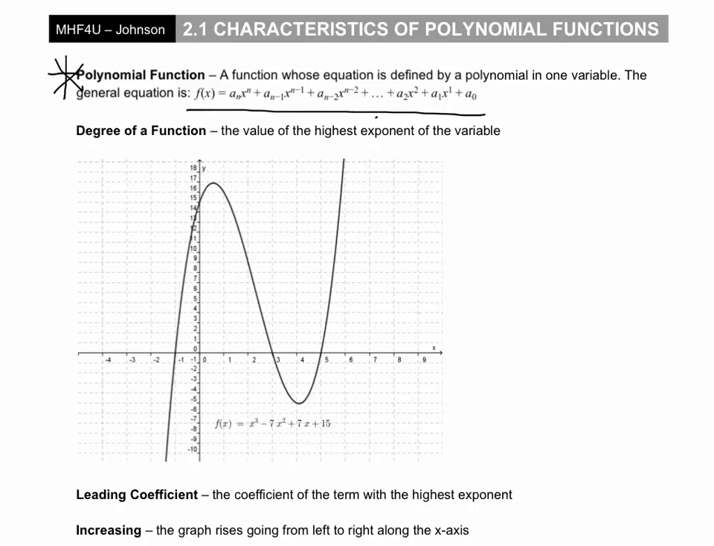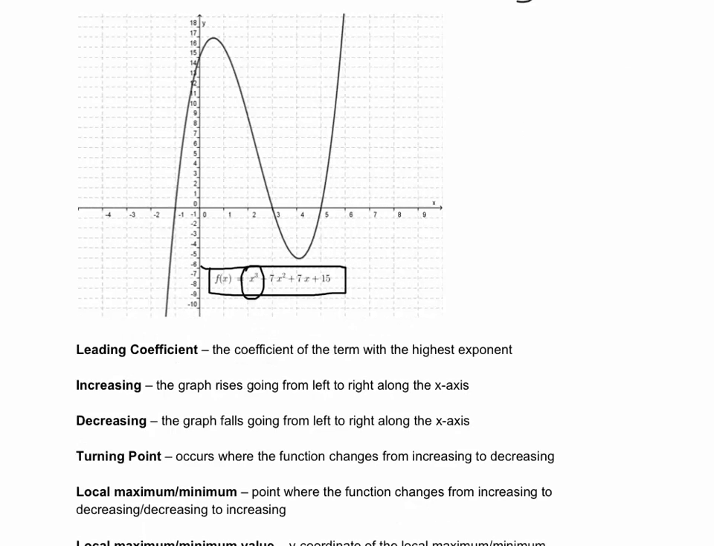If we are looking at this example here, this is a graph of f(x) equals x cubed minus 7x squared plus 7x plus 15. The value of the highest exponent would be 3. The leading coefficient is the coefficient of the term with the highest exponent. Because our highest exponent comes with the term x cubed, in front the coefficient is 1. We would say the leading coefficient is 1.